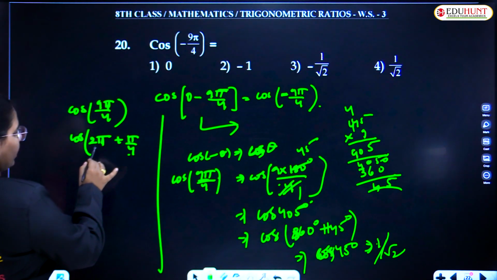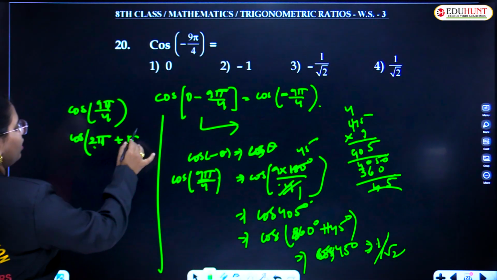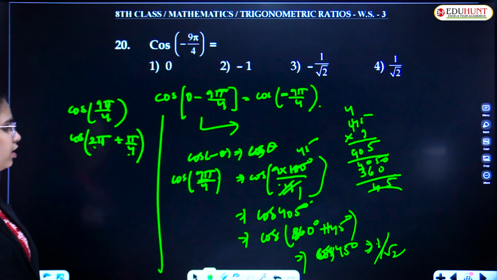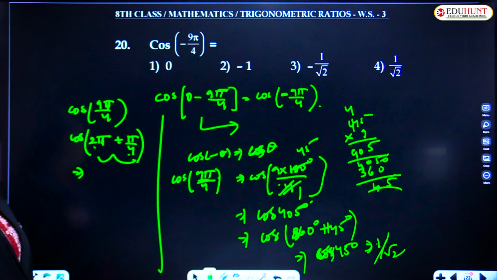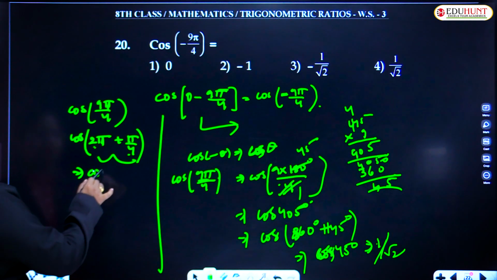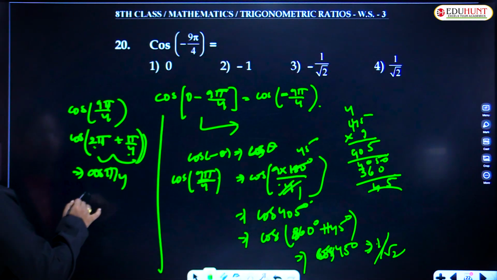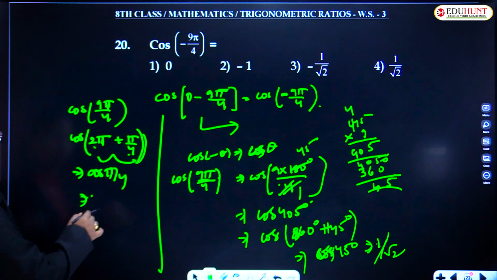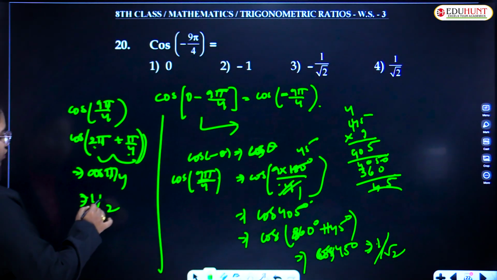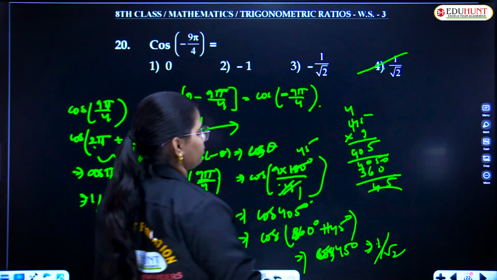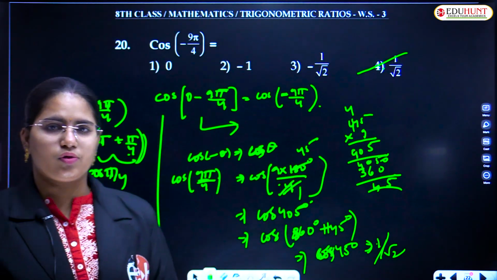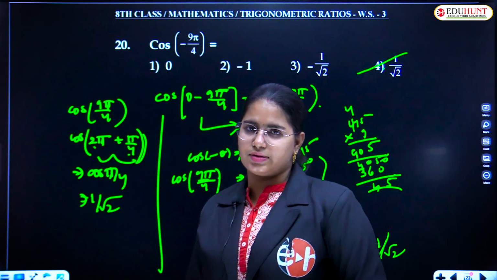See, 4 2s are 8, 8 plus 1, 9, so 9 pi by 4. So cos of 360 plus theta is cos theta. Cos pi by 4. What is the value of cos pi by 4? Which is 1 by root 2. So what is the answer? 1 by root 2. It's option 4. Am I clear with this, guys?